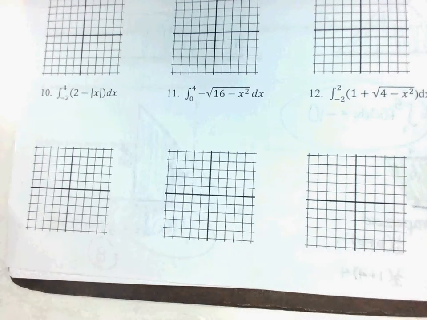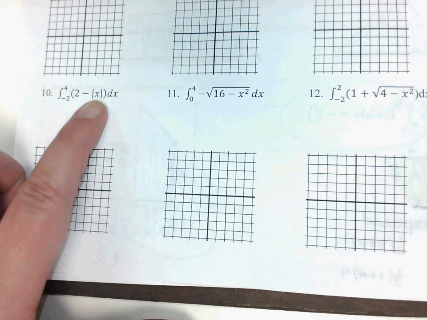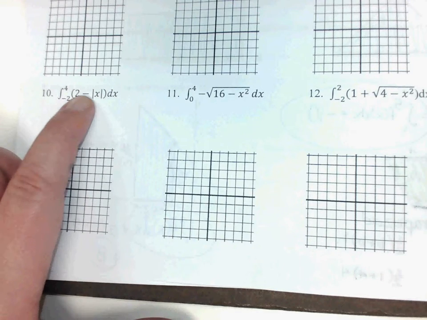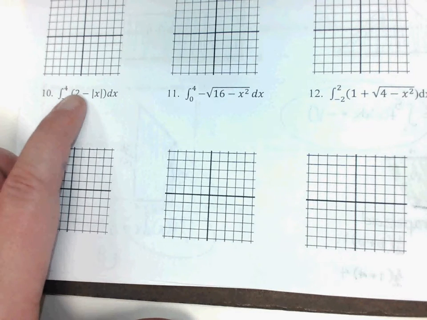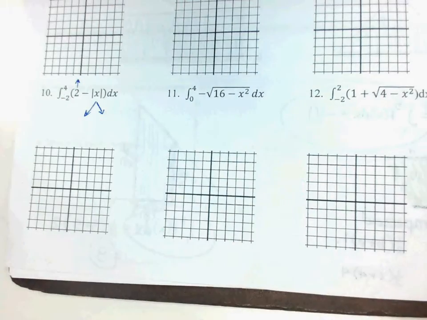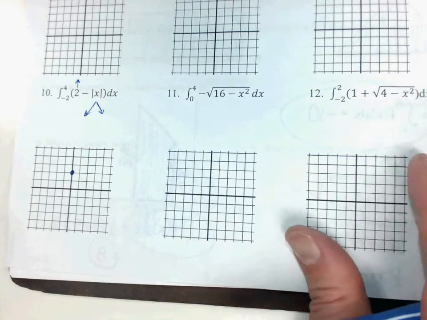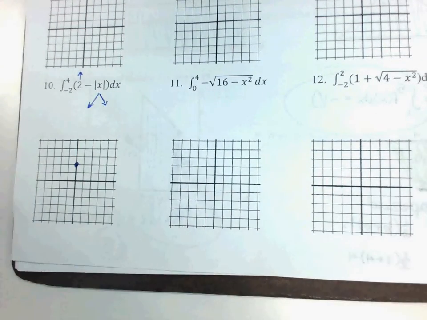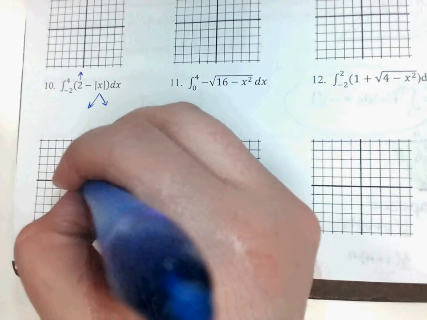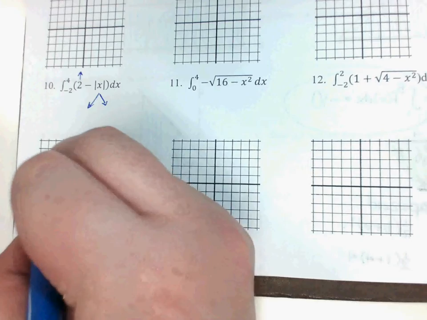Okay, Ebenezer, tell me. Number 10. What shape is the absolute value? Yes, but negative. So it opens down. What about the 2? It shifts it up. So I'm going to shift up 2, and then my V is going to actually open down because of the negative. So go to 0, 2, and then your V needs to have a slope of -1. So it's going to go down 1, down 1, down 1, down 1. And then down, down, down, down.